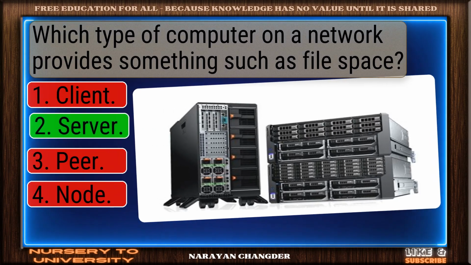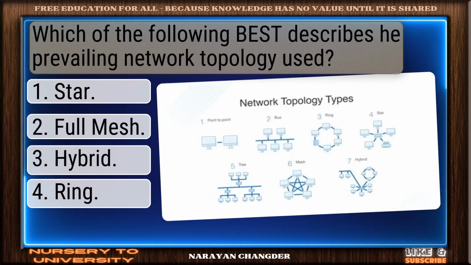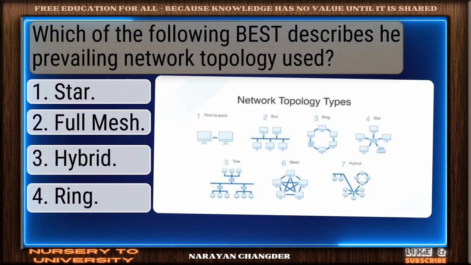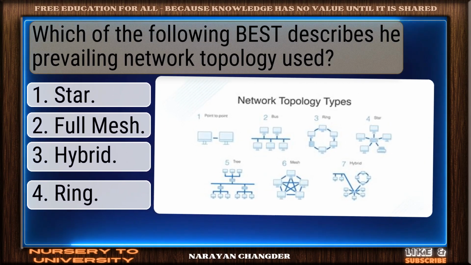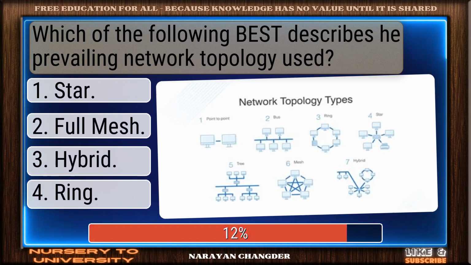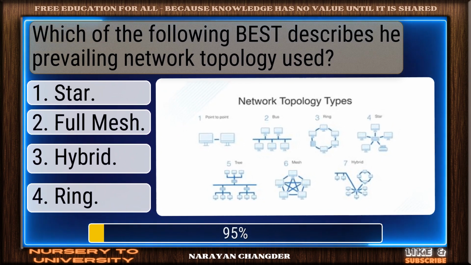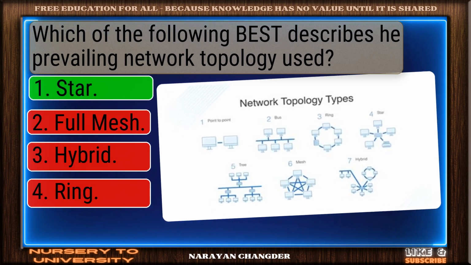Strong choice. Server is right. Which of the following best describes the prevailing network topology used? 4. You got it? Star fits.